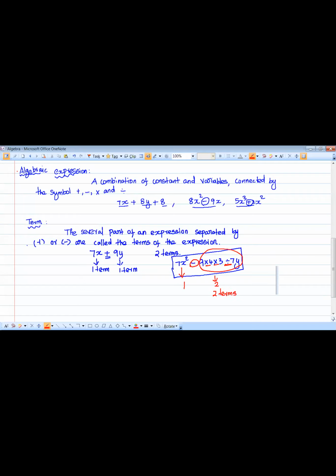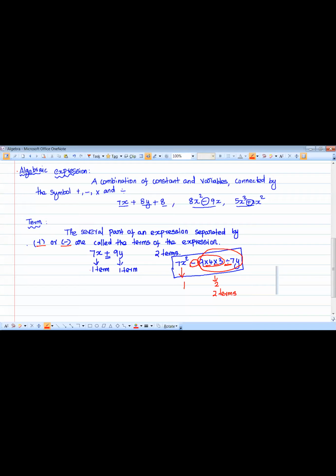Got it clear? In the explanation itself, it is clearly mentioned, separated by plus or minus symbol. So either plus has to come or minus has to come to identify the terms. Because we can simplify this easily: 9 into 4, how much? 36 into 3 by 7, and you can simplify further also. That's why the total number of terms in this example is 2.